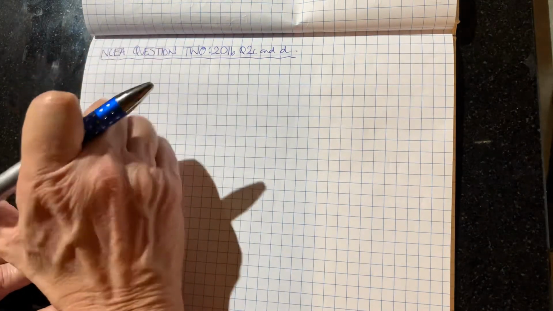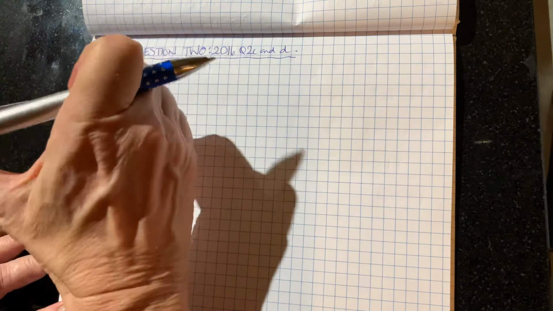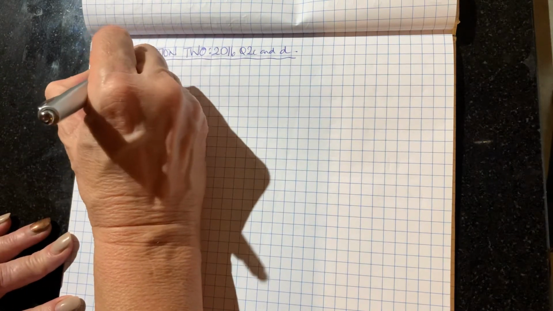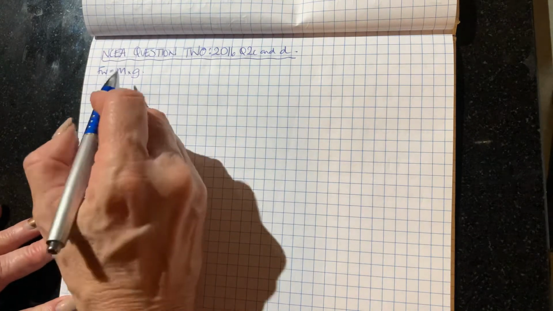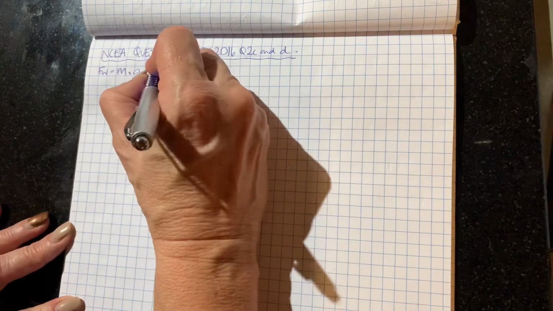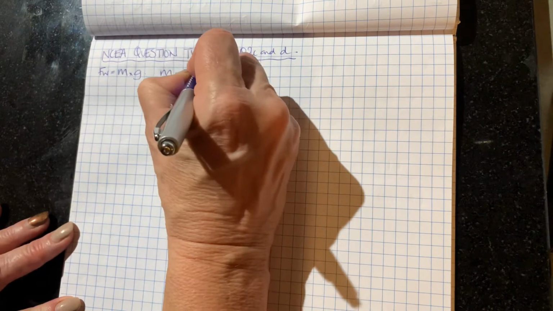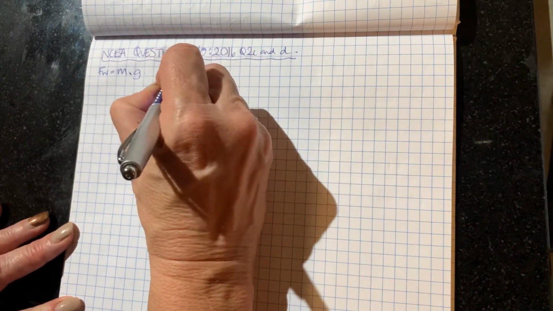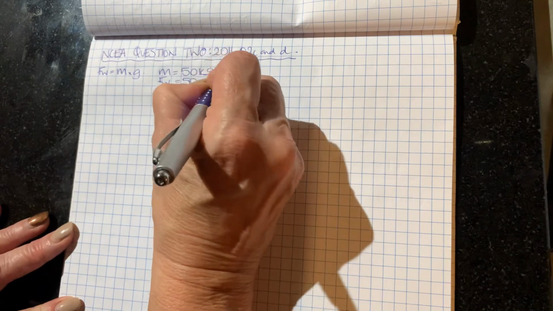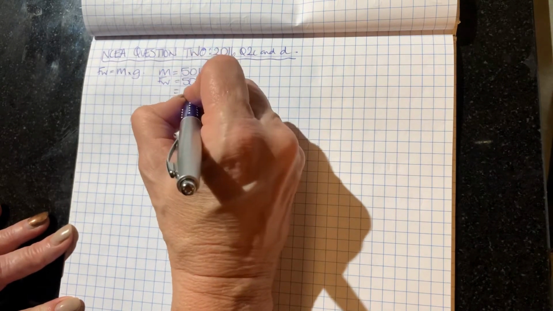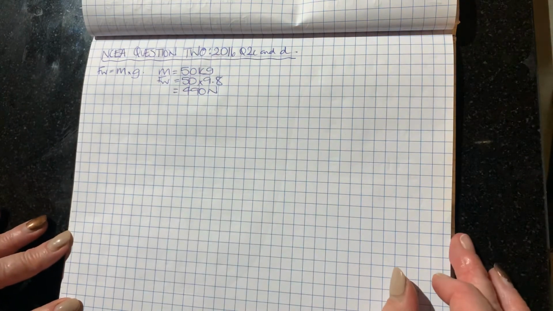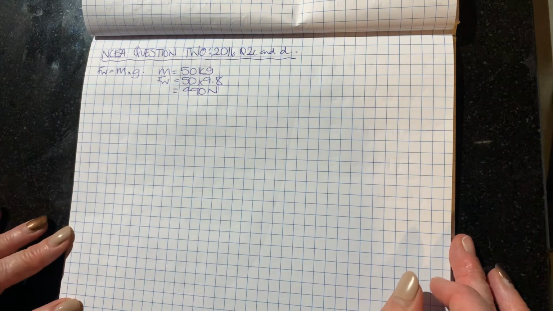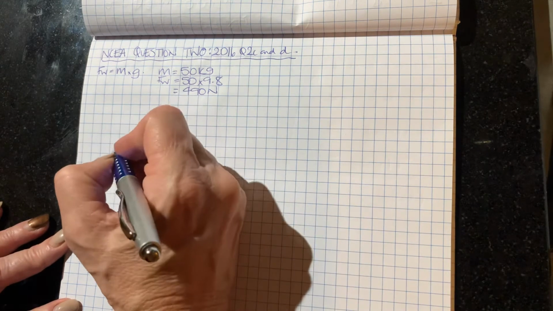Remember, we can use our trusty formula, weight force is mass times gravity, to turn a mass into a force. So let's do that now. Mass is 50 kilograms, weight force 50 times 9.8, and that gives us 490 newtons.